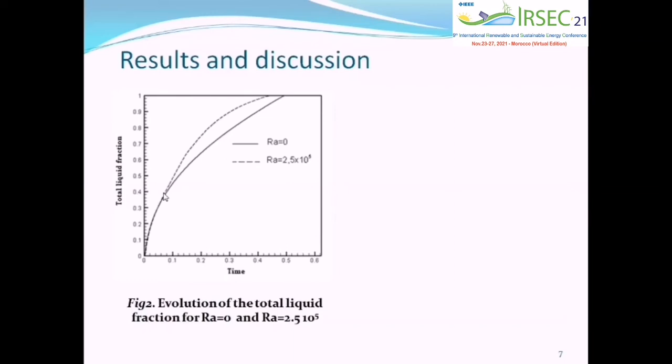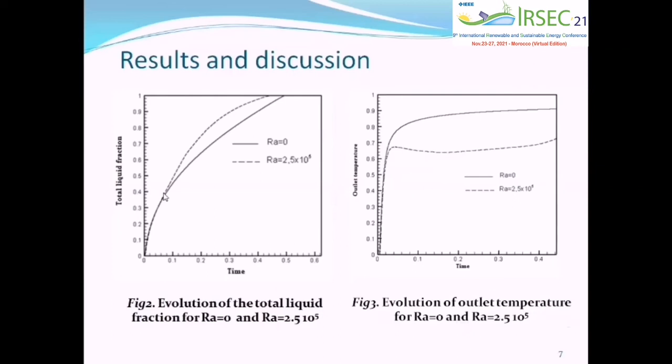This is due to the fact that the fluid zone is thin with the dominance of the conductive regime. However, as the thickness of the liquid zone gains space, the effect of natural convection becomes significant, resulting in an intensification of heat transfer to the PCM and a greater amount of liquid fraction for the case with natural convection.